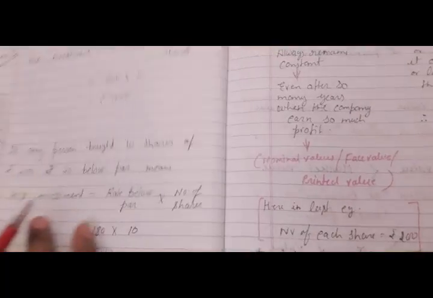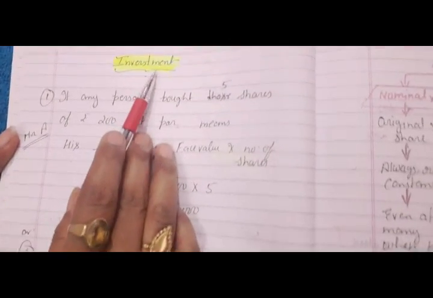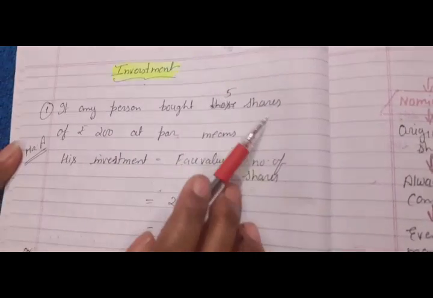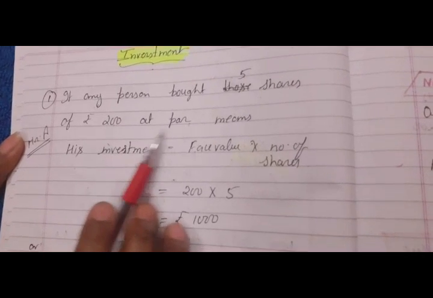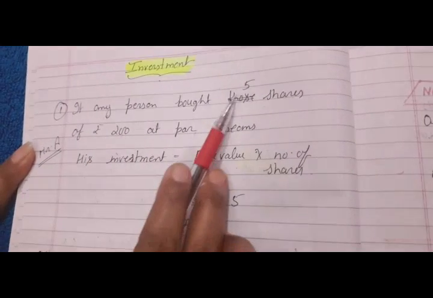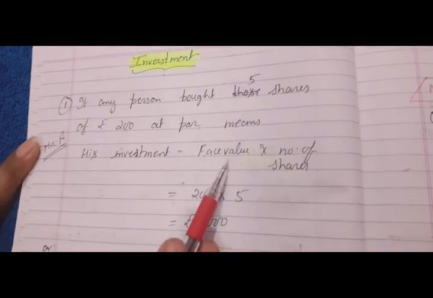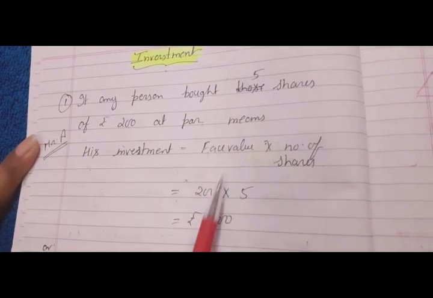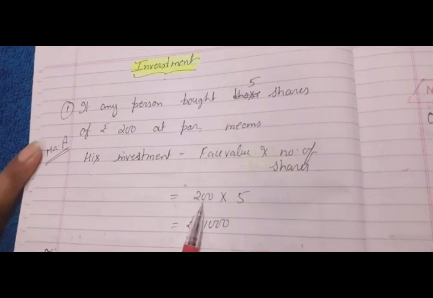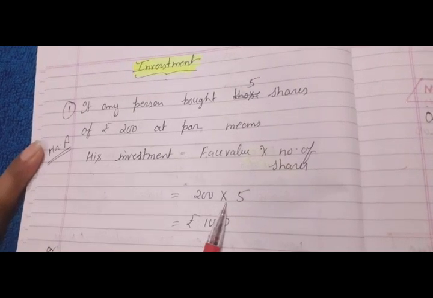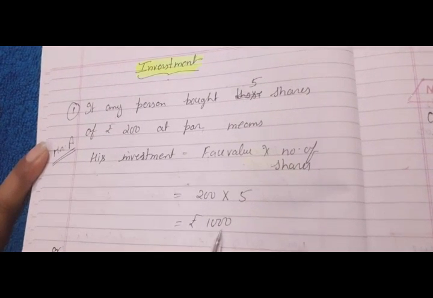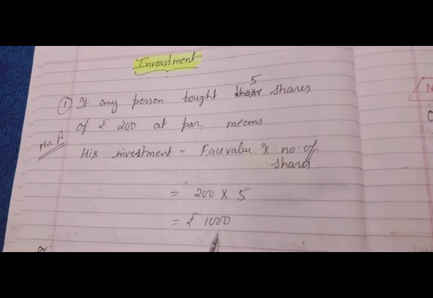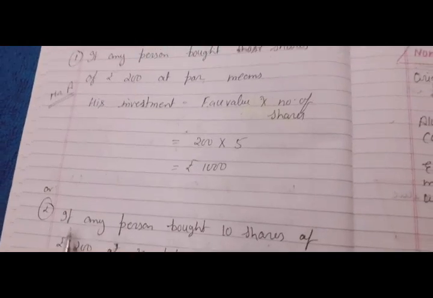So let's continue. Now what is investment? If any person bought 5 shares of rupees 200 at par, what does that mean? At the same rate. This was the face value, that is the original price, and he bought at the same rate. And how many shares did he buy? 5 shares. So his investment is equal to what? Face value into number of shares. What is the face value, meaning the original cost of the share? That is 200. And how many shares does he want to buy? 5. So his investment will be rupees 1000. Okay, so this is called the investment done by a person.